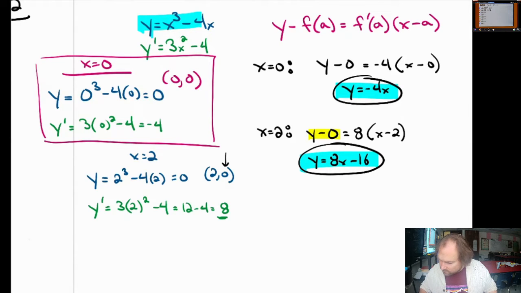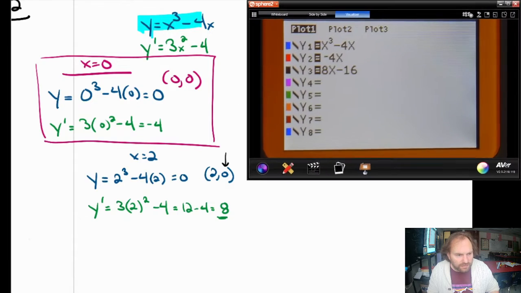Negative 4x is there, and 8x minus 16. Always a good idea to check the work anyway that we're doing. I should make the calculator cam a little bigger so we can actually see it.